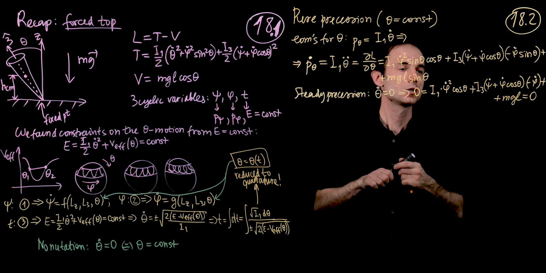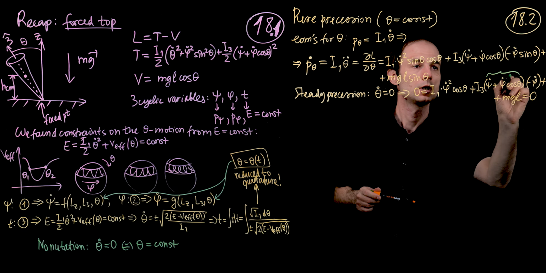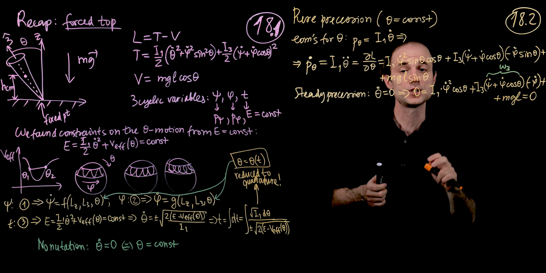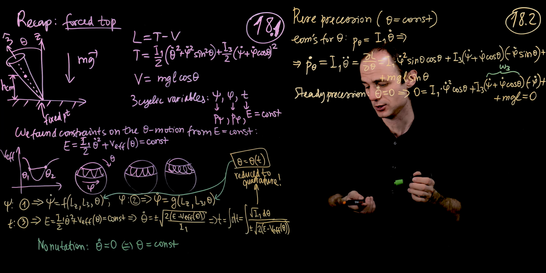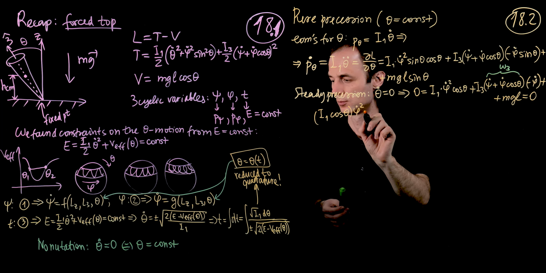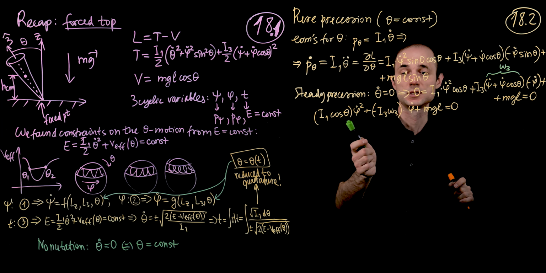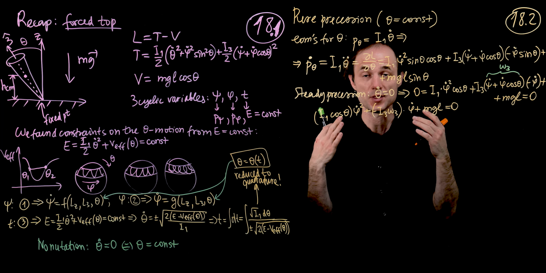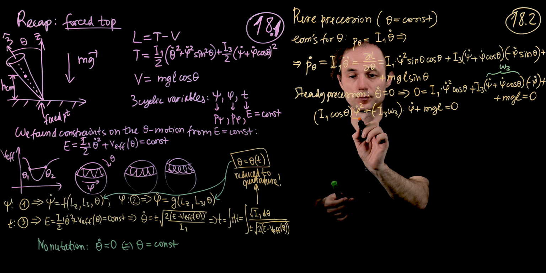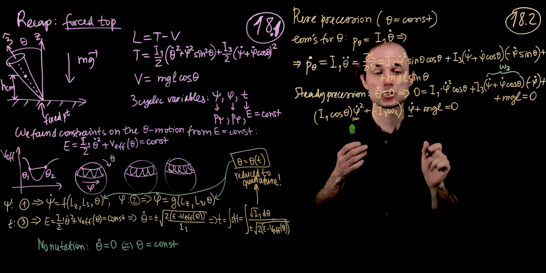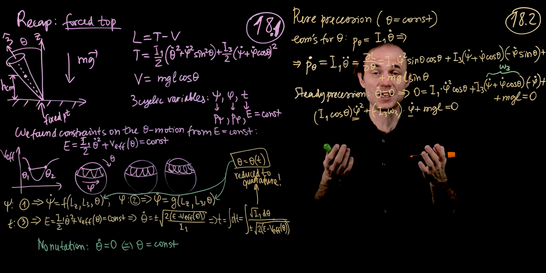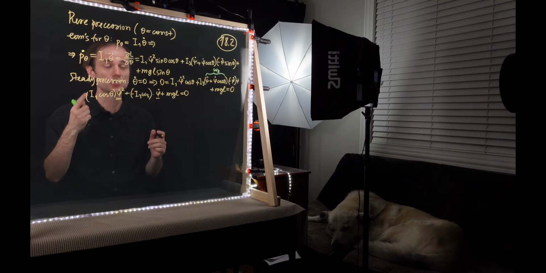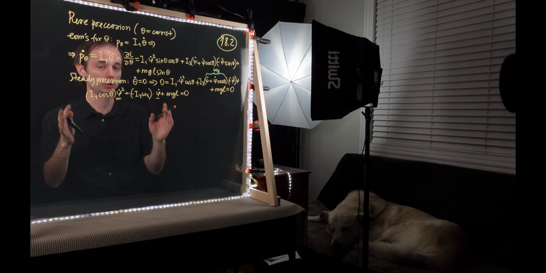Noticing that this is omega 3, we can rewrite all of this equation of motion in a simpler form. Notice that this is a quadratic equation for phi dot, the precession rate. So what we can now do is solve this quadratic equation. But let us first take a look at a few useful limits.